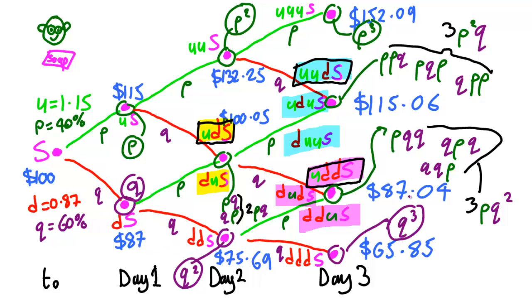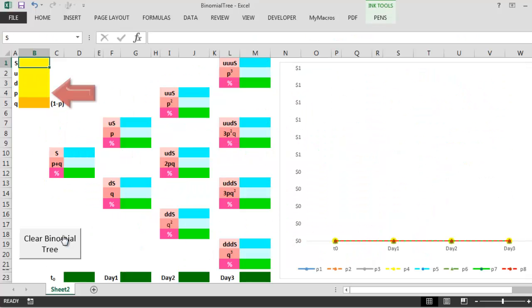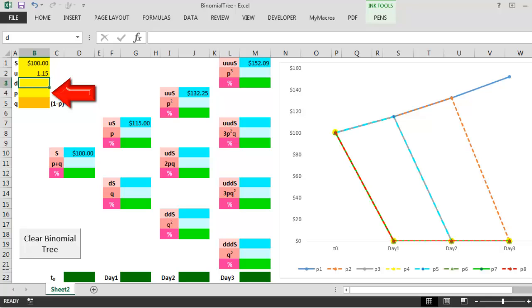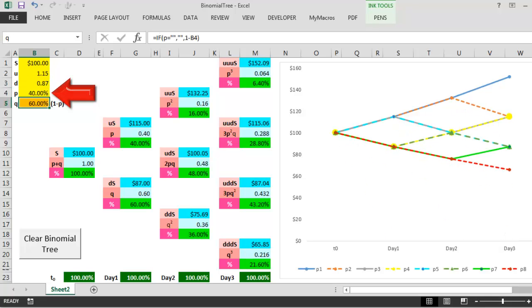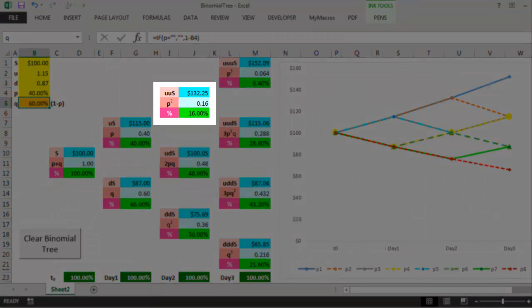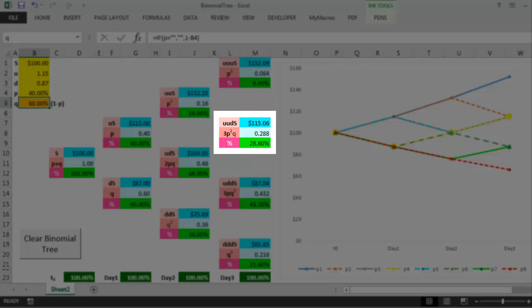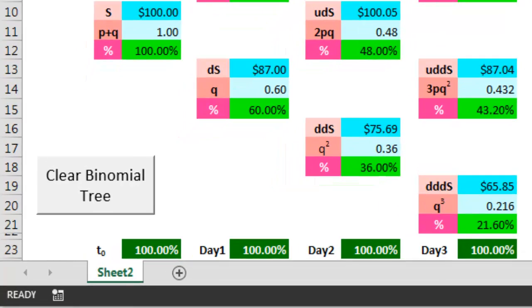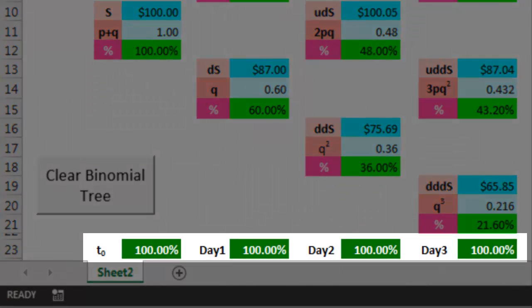Let's plug those figures then into the spreadsheet to get some actual numbers. We insert 40% into the P column and we get all the probabilities worked out for us. You can see that P squared is 16% and 3P squared Q is 28.8% and so on. Also notice, just as a sanity check for me, that all the probabilities on each day add up to 100%.